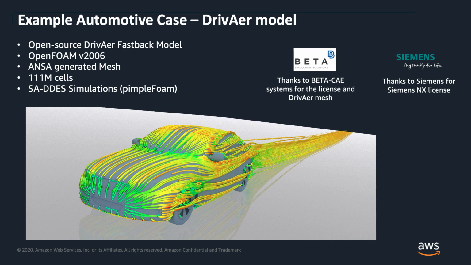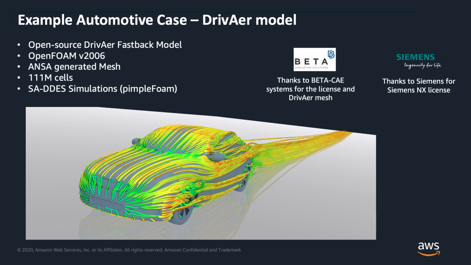I actually used an ANSA-generated mesh, so thanks very much to BETA CAE for the license and for the mesh. This is part of work that we were doing with them for the first Automotive CFD Prediction Workshop. These meshes are available on that website, so if you Google that workshop, you can download all the meshes and run them yourself. It ends up being around 111 million cells.